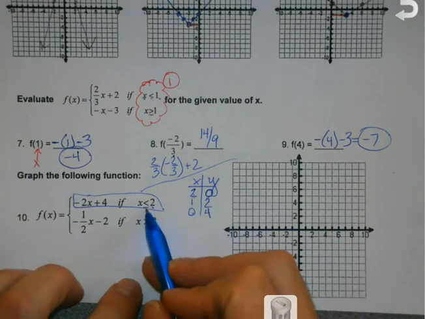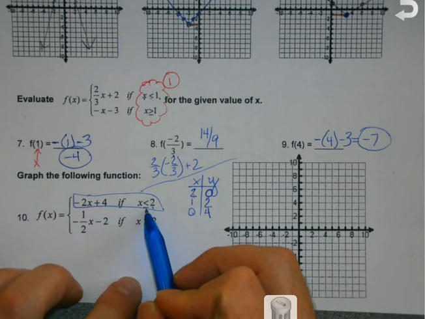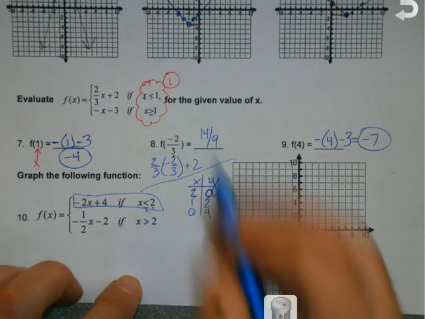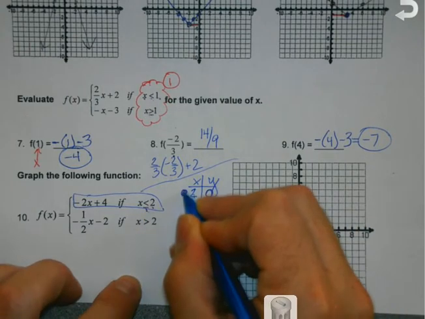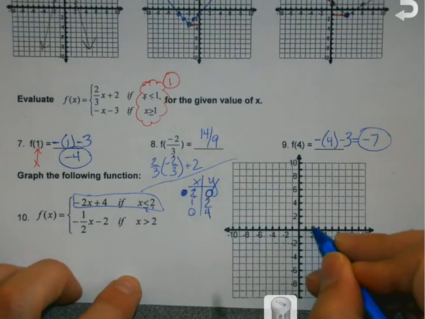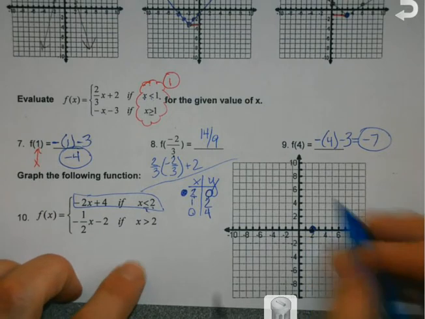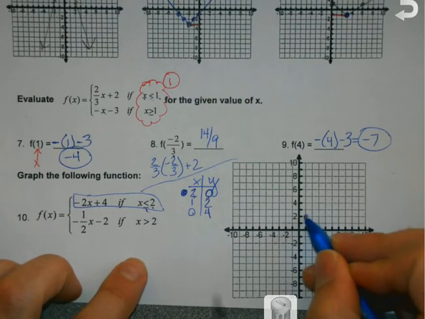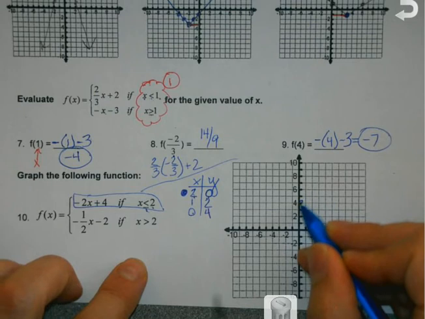So I look at my arrow. Okay, is this going to be open or closed? Hopefully you said closed because they are equal to. So I'll make that mark as my reminder. Go to 2, 0, make a nice big old dot. Go to 1, 2, 0, 4.